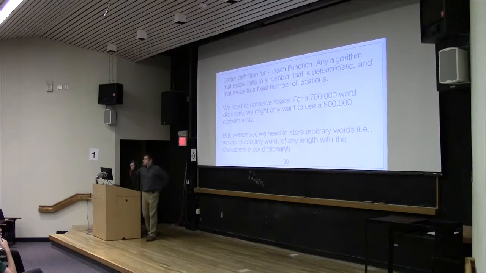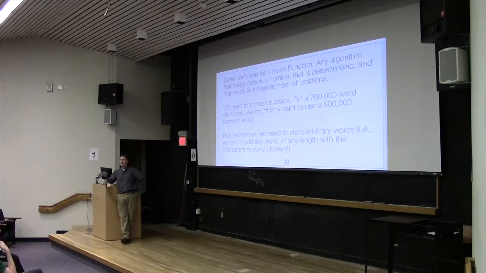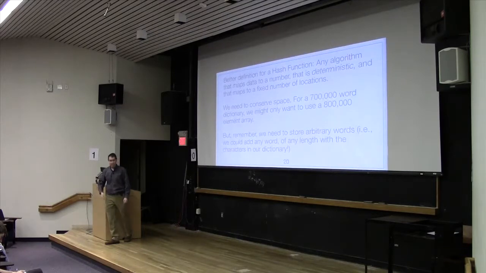Let's define our hash function a little bit differently, so that we minimize this to some extent. Here's a better definition: any algorithm that maps data to a number that is deterministic, that's what we had before, and that maps to a fixed number of locations. Now, that's actually what we had before too, but fixed being small, or a limited number of locations. We need to conserve space here. For that 700,000 word dictionary, maybe we only want to use an array that has 800,000 places in it, for extra words that maybe we add, right? But we have to store arbitrary words.